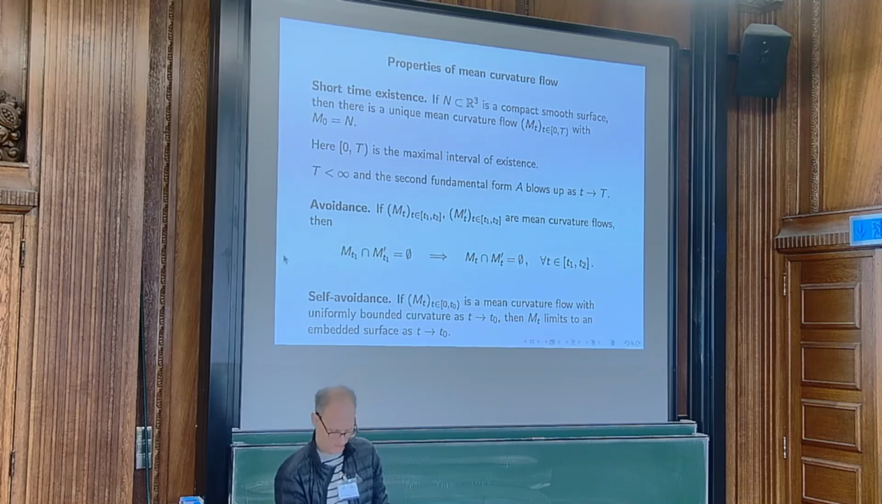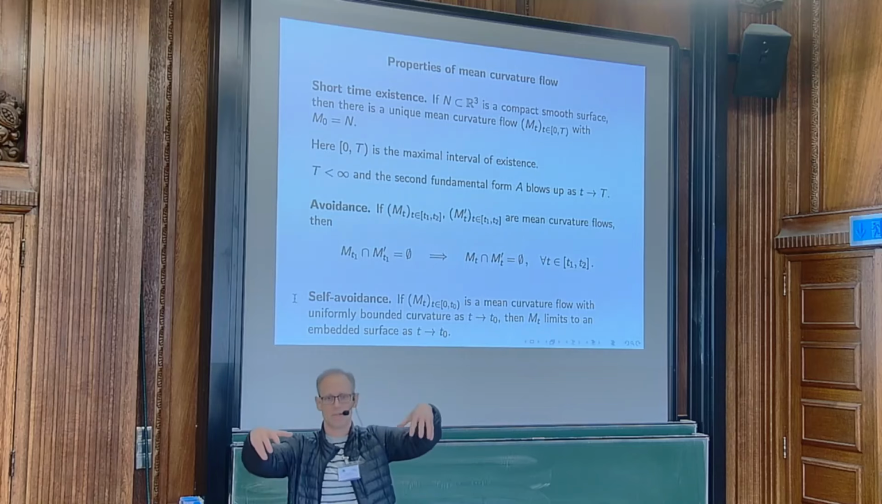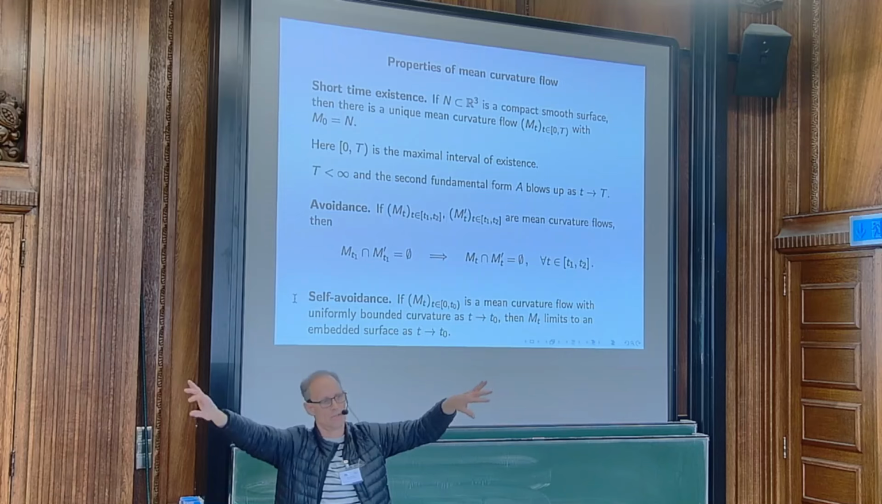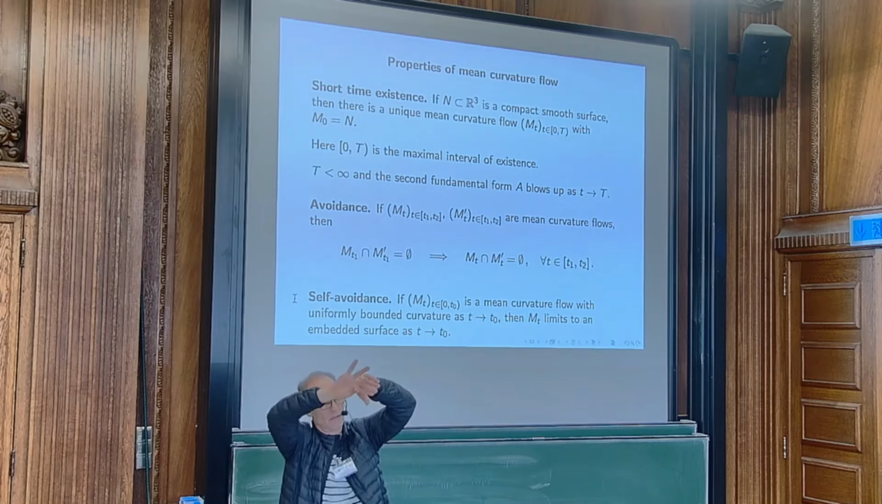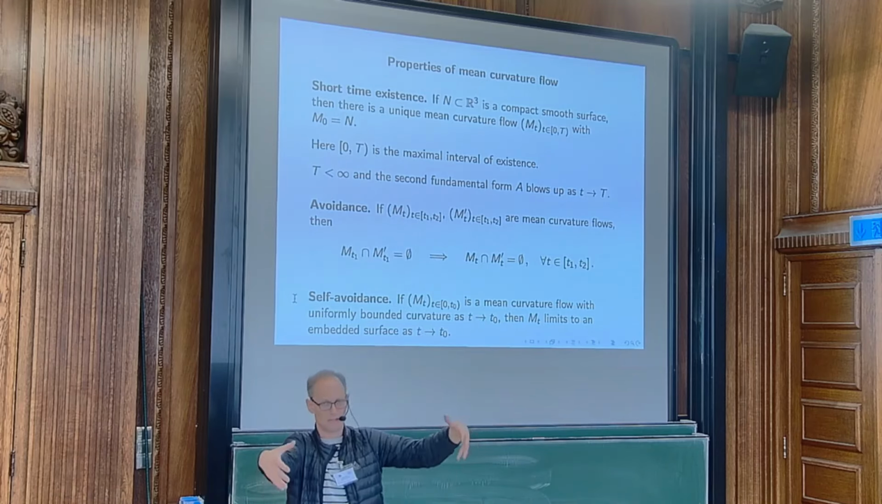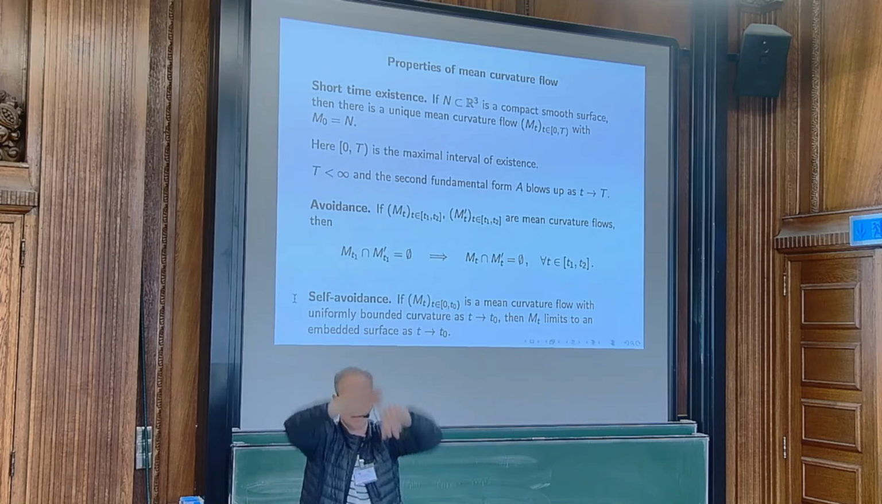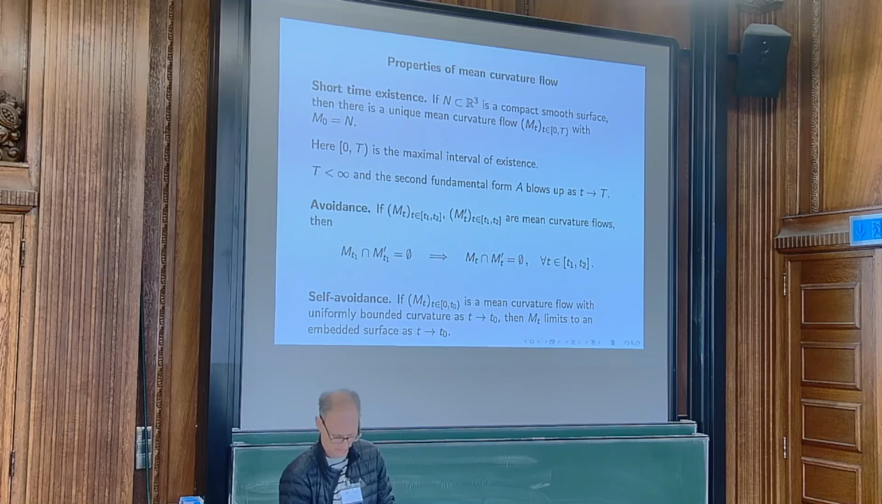A variation on this is what I would call self-avoidance. If you have two different mean curvature flows, they can't bump into each other. A variation on that is that a single mean curvature flow can't bump into itself either. One way to formulate this would be as follows. Suppose you have a mean curvature flow that has uniformly bounded curvature as you approach T0.